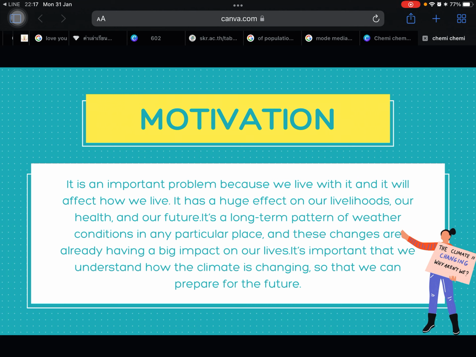Motivation. It is an important problem because we live with it and it will affect how we live. It has a huge effect on our livelihoods, our health, and our future. It's a long-term pattern of weather conditions in any particular place, and these changes are already having a big impact on our lives. It's important that we understand how the climate is changing so that we can prepare for the future.